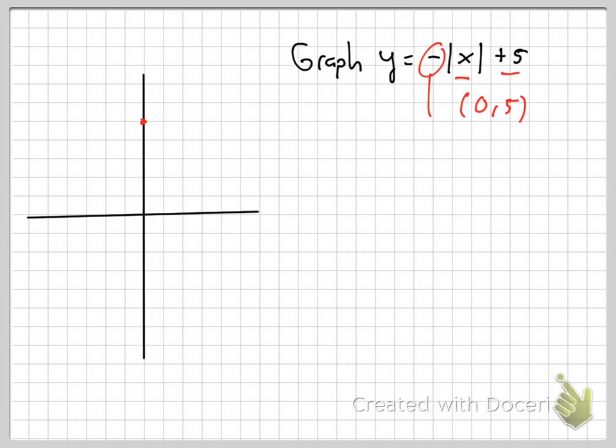And my a value is negative 1. So that means my V is reflected, or flipped over. That's going to tell me that I'm going to go down 1 over 1 on each side. And then I'd be done.